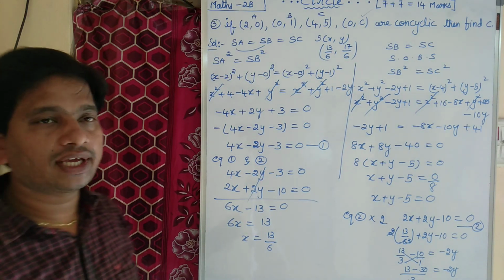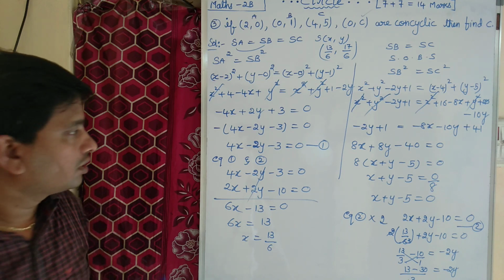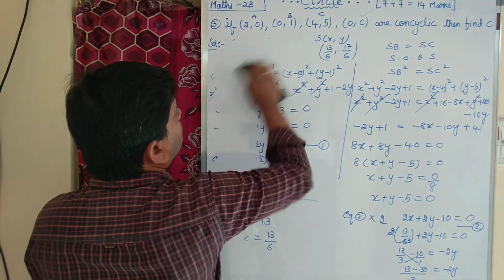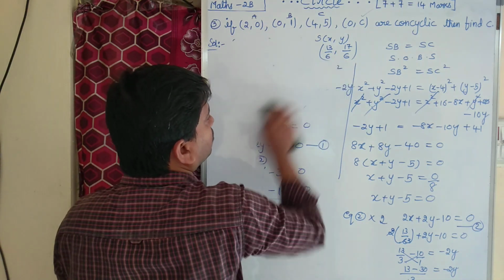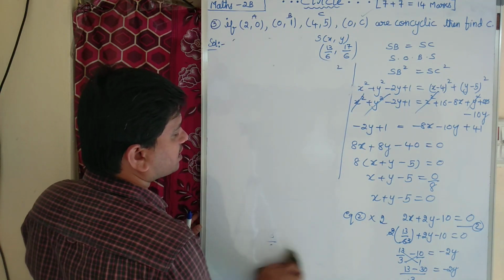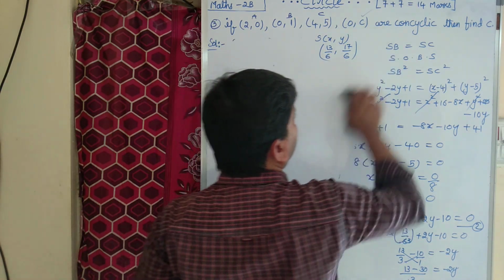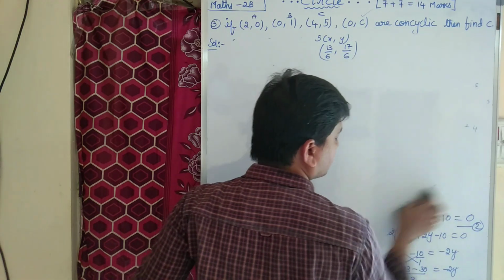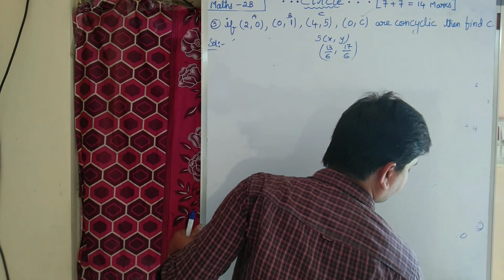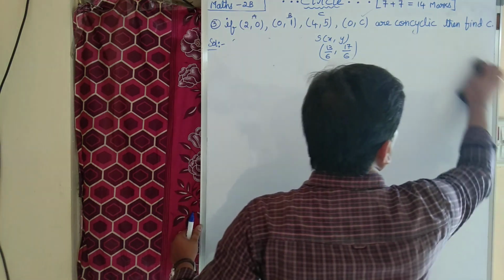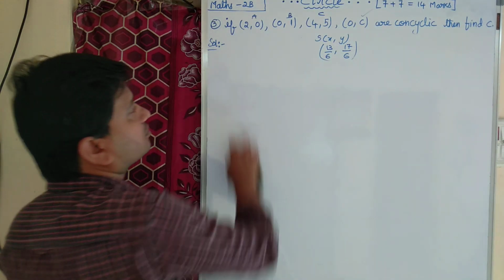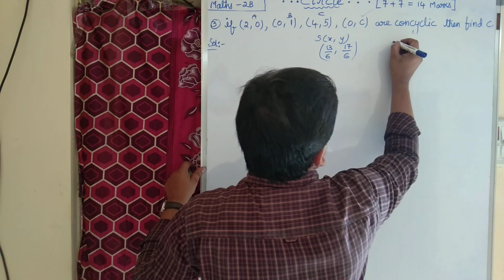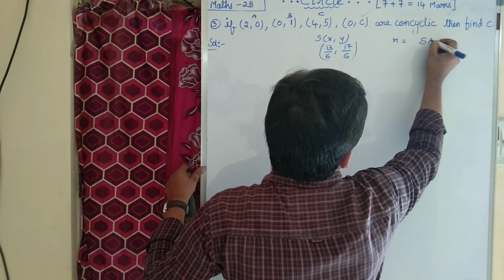Okay children, the same procedure: finding equation number 1, equation number 2, and then solving equations 1 and 2, you will get center S. Then we have to find the equation of the circle. What is the equation of a circle with center and radius? That is x minus h whole square plus y minus k whole square equal to r square. So first let us find the radius.